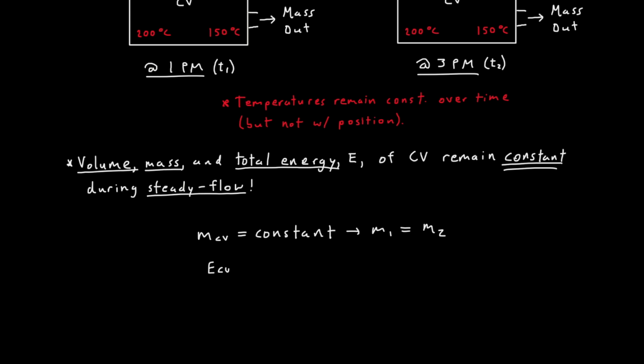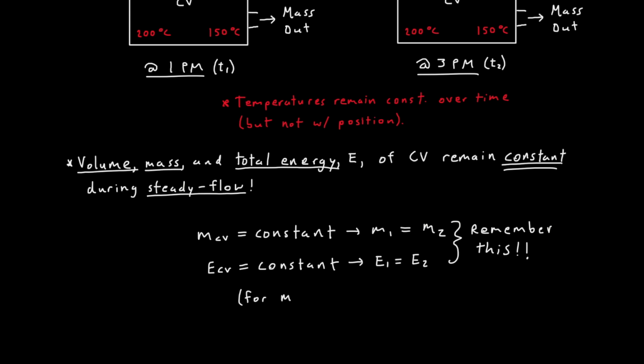And similarly, we can say that capital E_CV, which in this case is the total energy of the control volume, is constant, where the initial energy E1 equals the final energy E2. And so this is a fundamental concept or assumption that you should remember, which is key to solving and analyzing steady flow systems, as this fundamental principle is used for mass and energy balance.